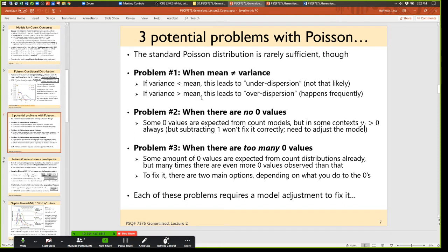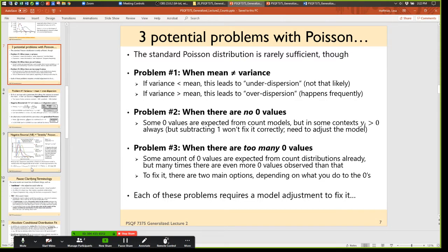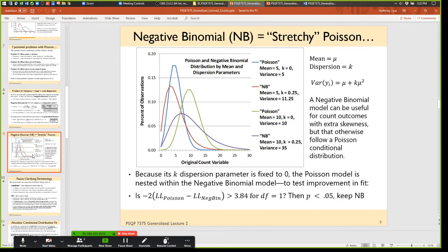So there's 3 potential problems with Poisson. Too much variance, usually, sometimes not enough, but almost always too much. Whether there's any zero values and whether there's too many zero values. And the fix to the first one, too much variance, is to turn it from a Poisson into negative binomial, which adds an extra stretchy factor that allows the variance to exceed the mean in a multiplicative fashion. So this extra k thing, that's the difference. It multiplies the mean squared. And we can do a likelihood ratio test to compare the fit of Poisson versus negative binomial and decide whether or not we need this extra k stretchy factor.